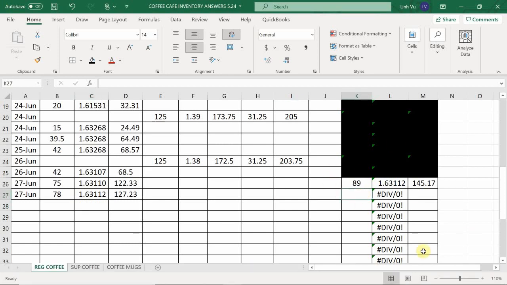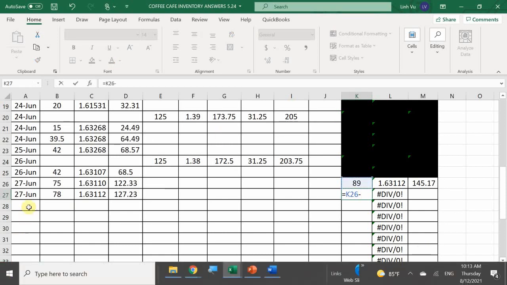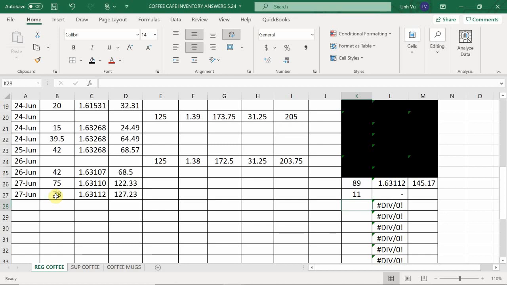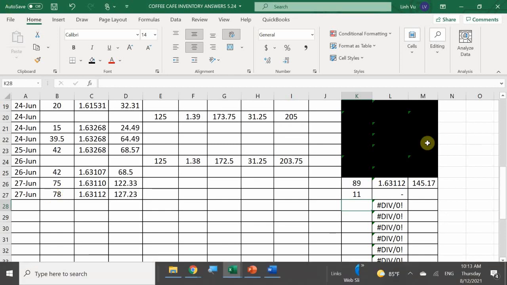So I have to now make my computation here to update my inventory. I have 89 pounds left, minusing that 78 will give me a leftover remaining of 11 pounds left. Okay.